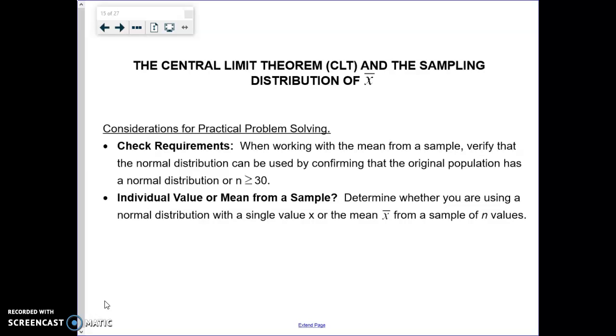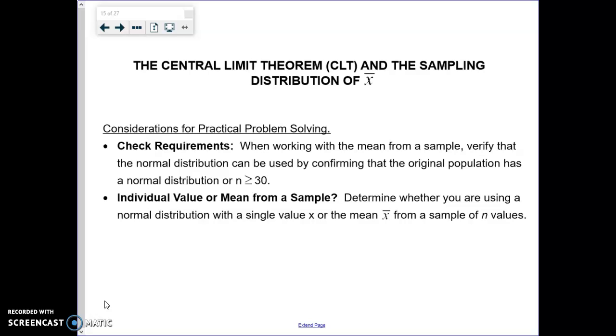So when you're using the central limit theorem, you have to first of all determine, do you need to use it? What I mean by that is there's a couple requirements that you have to look at before you can just go ahead and do calculations. First of all, when we're working with means, we have to determine, is our sampling distribution going to be normal in shape? We have to look back at the original population, and if it's already normal, then we can use samples of any size. If it's not normal, then we have to make sure our sample size is greater than or equal to 30.